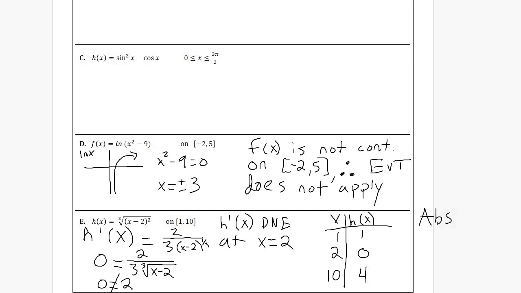So I have an absolute min at 2, 0, and an absolute max at 10, 4. So the biggest thing to remember is that if I'm looking for an absolute minimum or maximum, we include both our critical points and our end points. Next section, we will be looking more at how to tell if things are relative minimums or maximums.